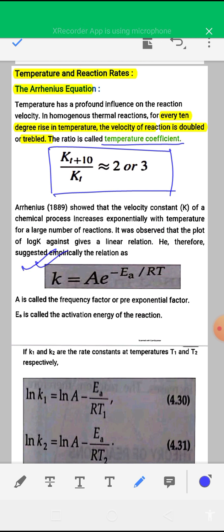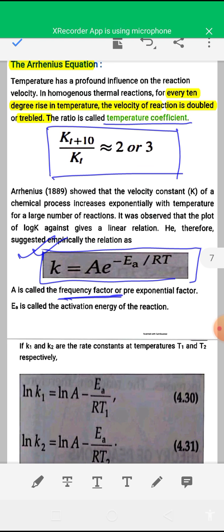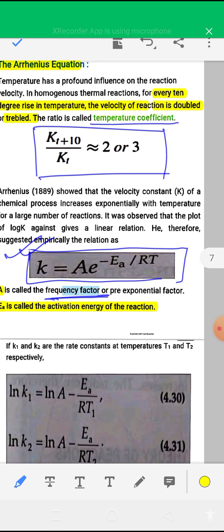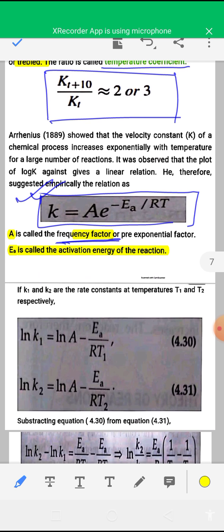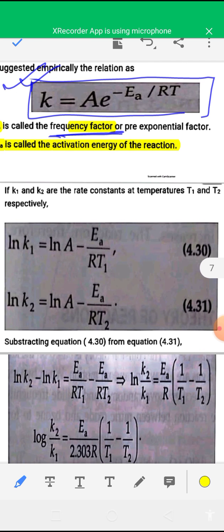The Arrhenius equation is k = A e^(-Ea/RT), where k is the rate constant, A is known as the frequency factor, T is the absolute temperature, and Ea is known as the activation energy for the reaction. R is the universal gas constant. Now suppose k1 and k2 are the rate constants at temperatures T1 and T2.